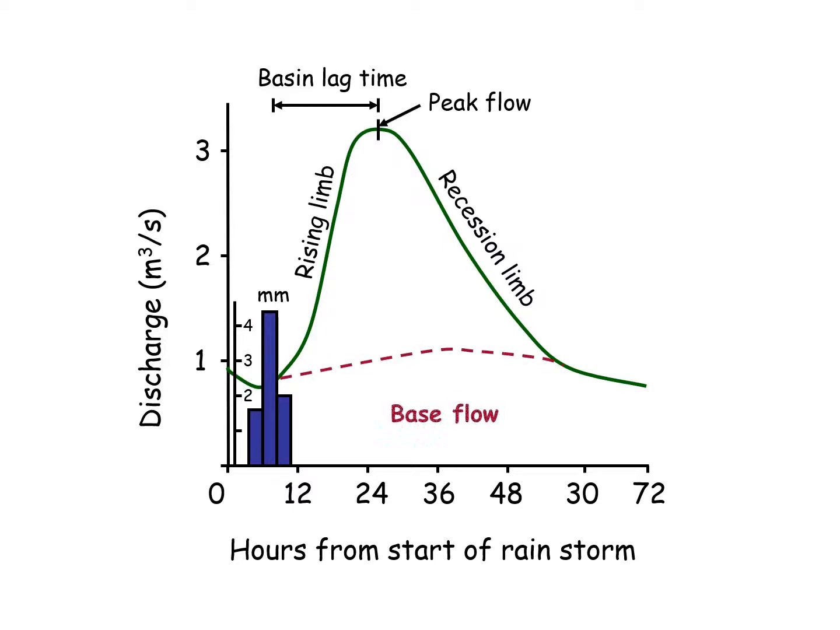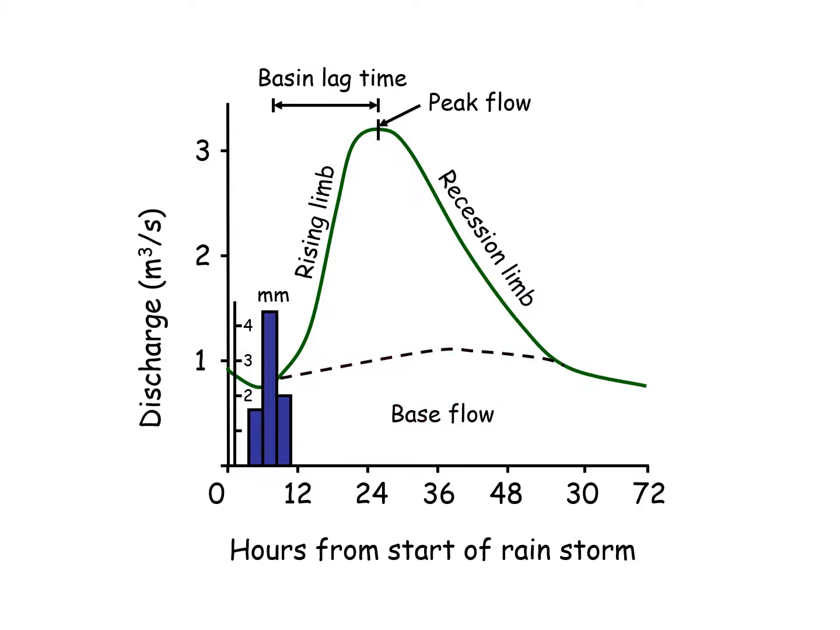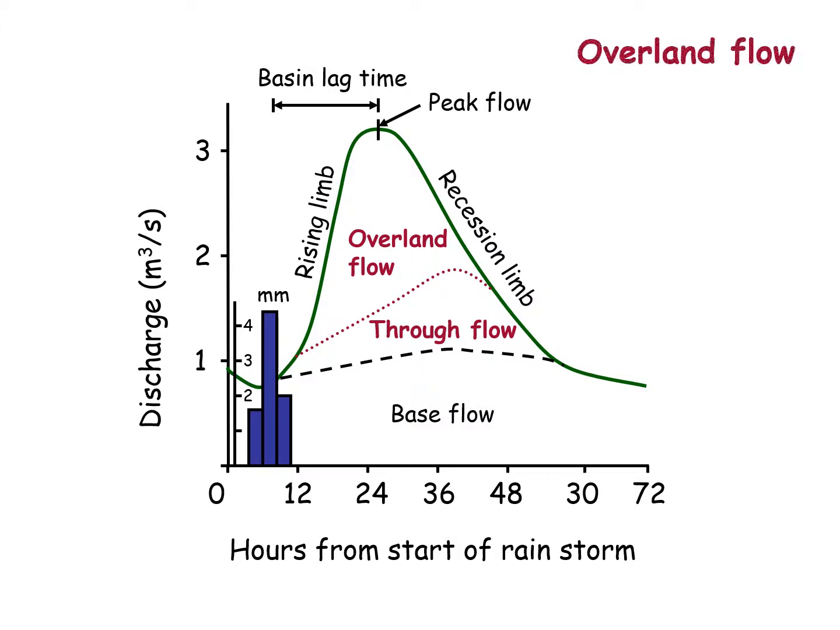At the bottom, again, we have the hours from the start of the rain, and on the left vertical axis we have discharge. And here base flow means the normal discharge of the river. And then we have overland flow and through flow, which together we call storm flow. So overland flow plus through flow will be storm flow, as you see in this graph.